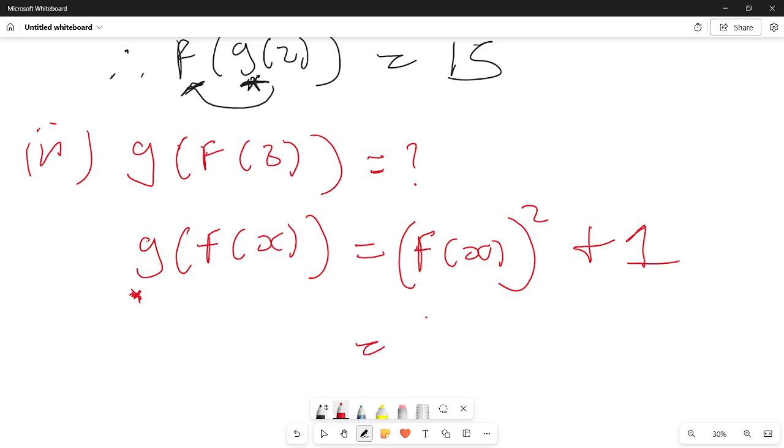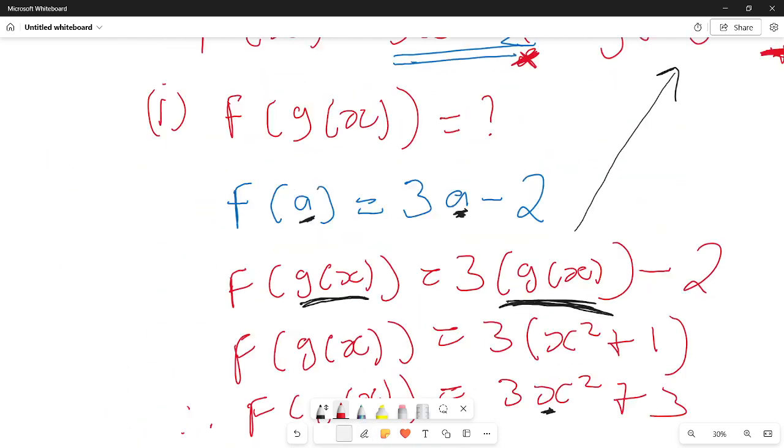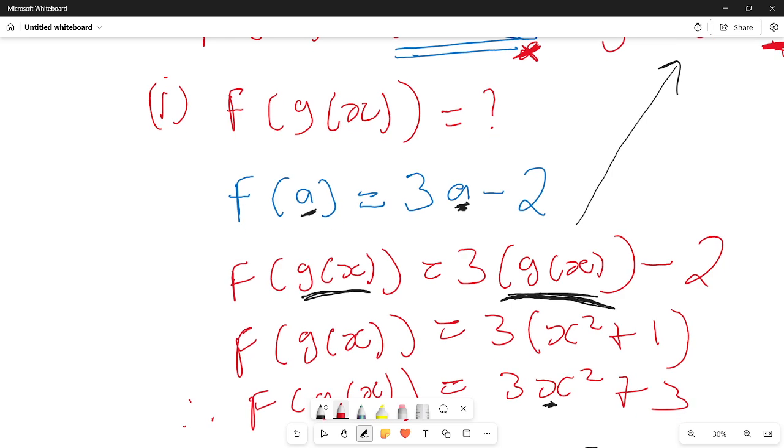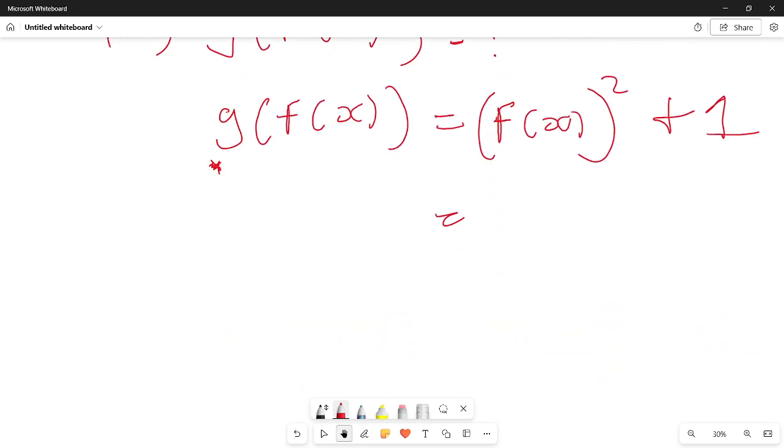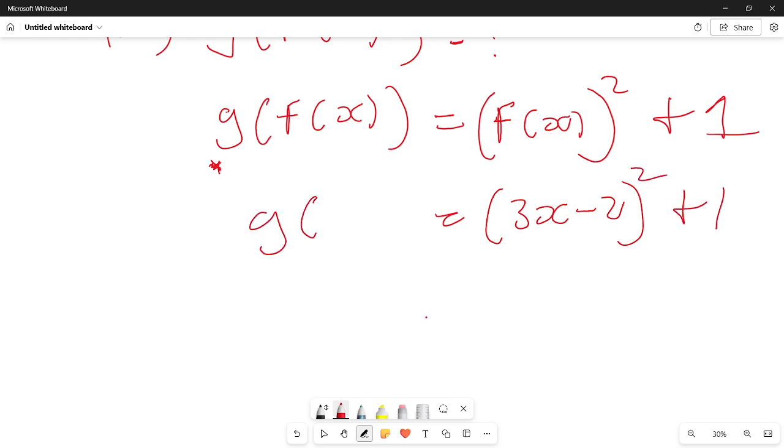However, f of x is defined as 3x minus 2. So it means I'm going to have 3x minus 2 to the power 2 plus 1. So this is your g of f of x.